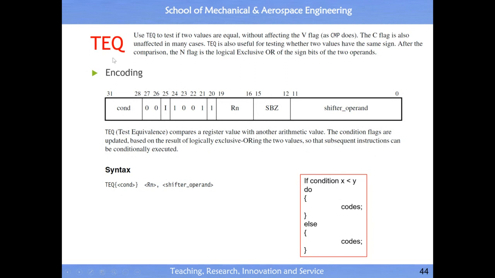But when you call this one, it will not trigger the update of the C flag. For example, for your computation, we need to preserve the C flag, because the C flag has the information about the carry digit or borrow digit, okay? If we do not want to modify this information, then you must use this one, TEQ.